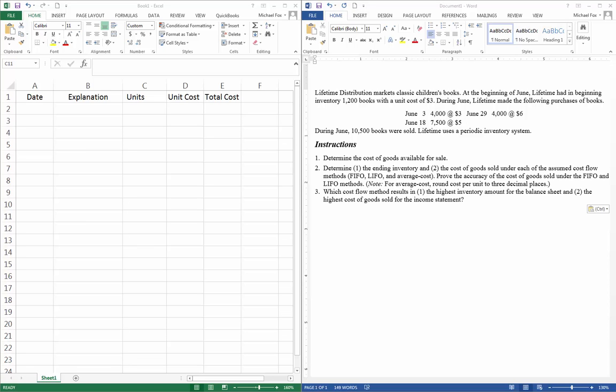All right, here's problem 6-2b. I'll just jump right into it. Lifetime distribution markets classic children's books. At the beginning of June, Lifetime had a beginning inventory of 1,200 units with a unit cost of $3.